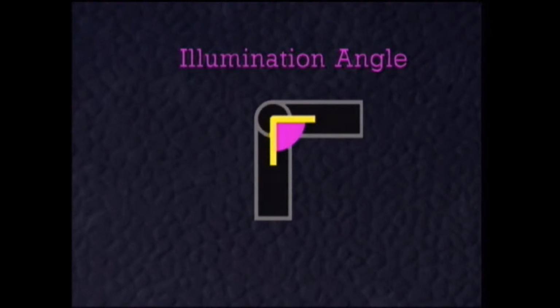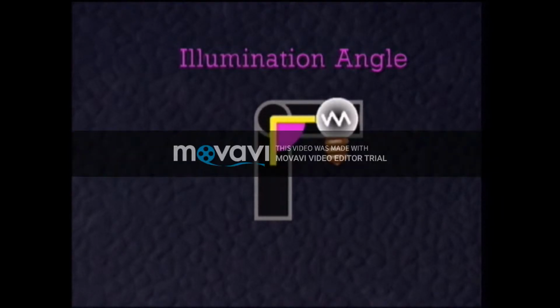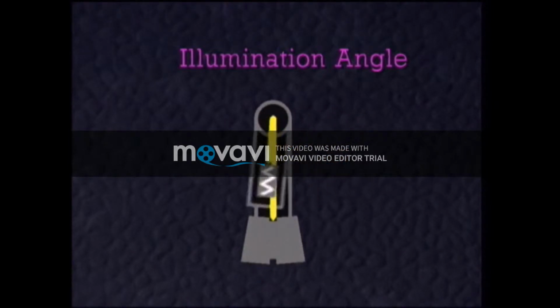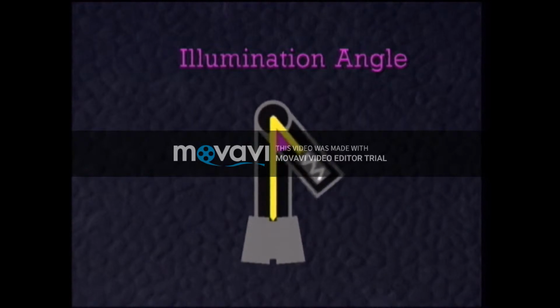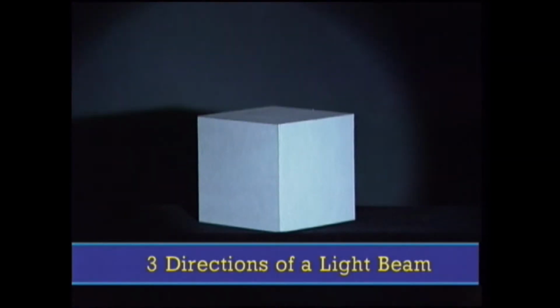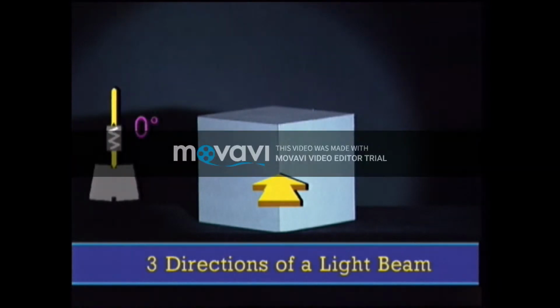The illumination angle is the angle between the light beam and the observer, that is, the microscope. Please note these pictograms which will be used throughout the following sequences. Basically, there are three main directions of an incident light beam. Light from the direction of the observer, that is, from the front, then the angle between observer and the light beam is about 0 degrees.